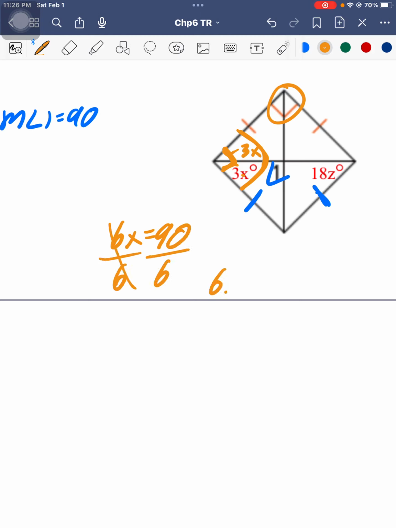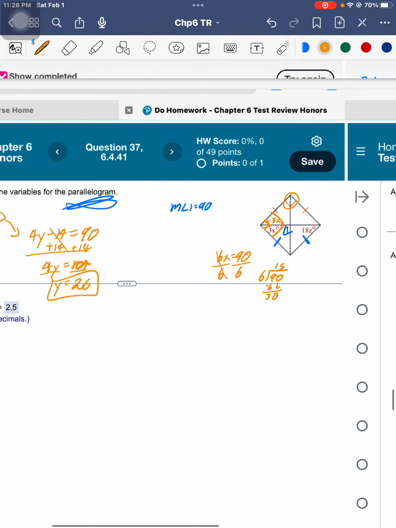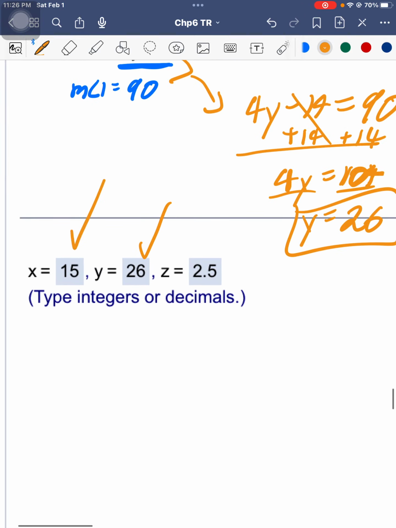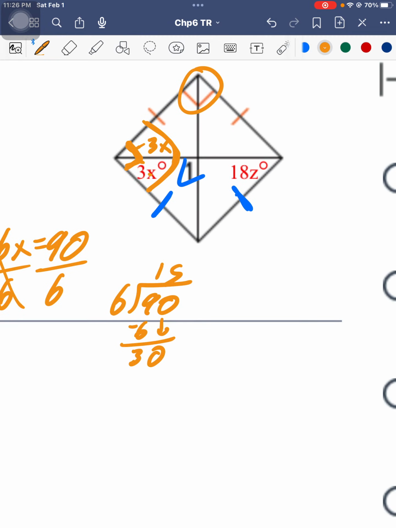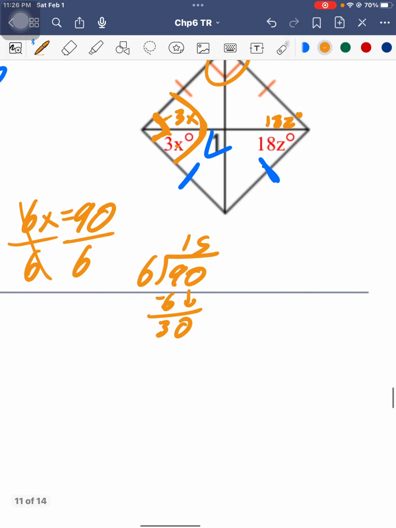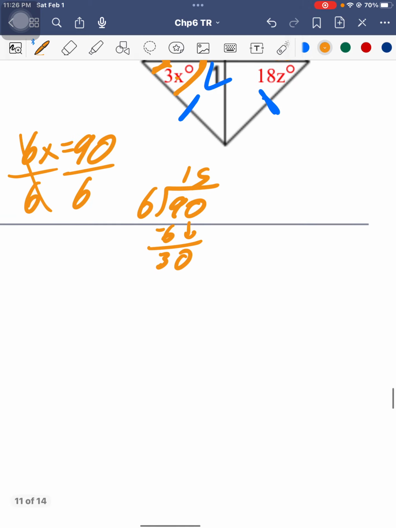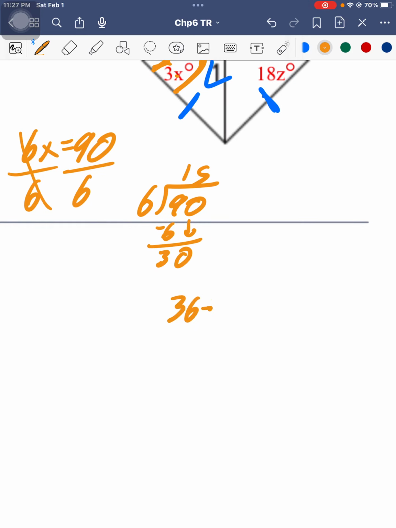I think it's going to give us a decimal. 90 divided by 6, 30. Oh no, it's 15. So x is 15. Perfect. And now same thing here. If this is 18z, so is this one. So 18 plus 18 is what? 36. So 36z is equal to 90.